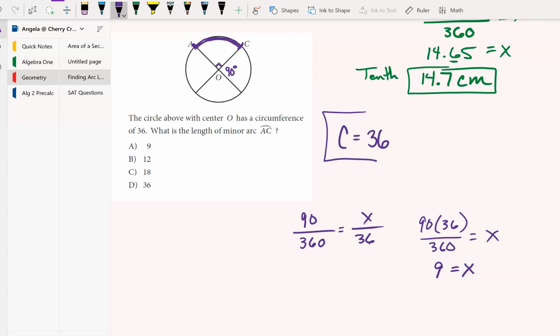So here's your circumference. Circumference is 36. We're talking about 1/4 of the circumference. So really on this one, you can just use mental math and take 36 and divide it into fourths and get your answer, which is 9. That one is even easier than the first one.